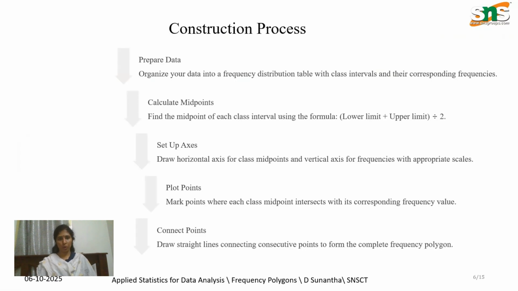Next is the construction process of a frequency polygon. First is to prepare the data, in which the raw data are organized into a frequency distribution table with class intervals, as we have seen already in histograms, and their corresponding frequencies. Next is the calculation of the midpoint. So find the midpoint of each class interval using the formula: upper limit plus lower limit divided by 2. Next, set up the axes. Draw the horizontal axis for class midpoints and the vertical axis for frequencies.